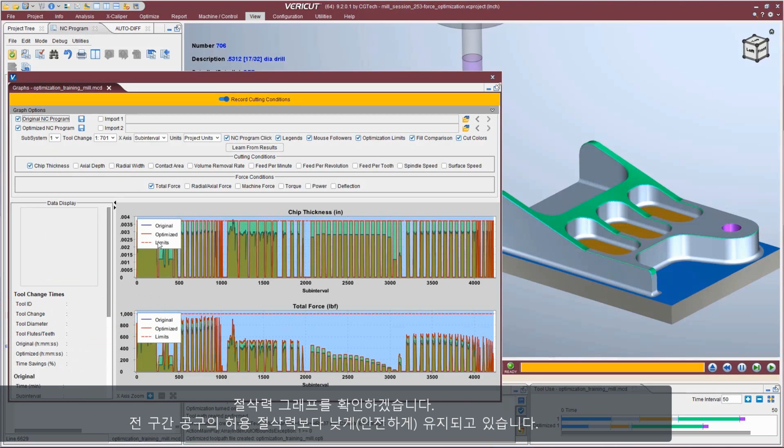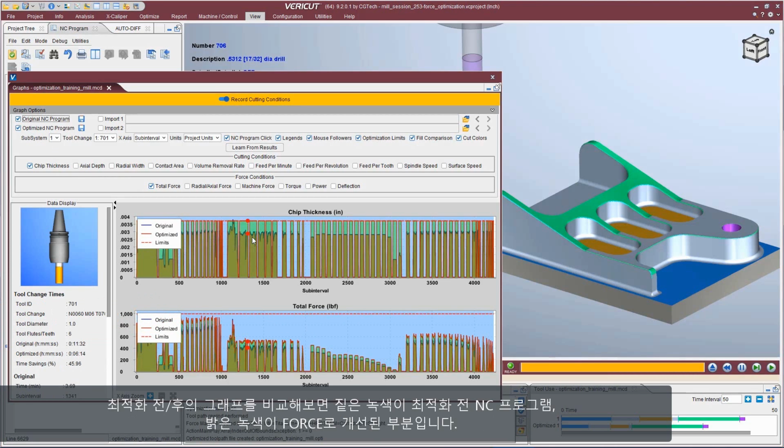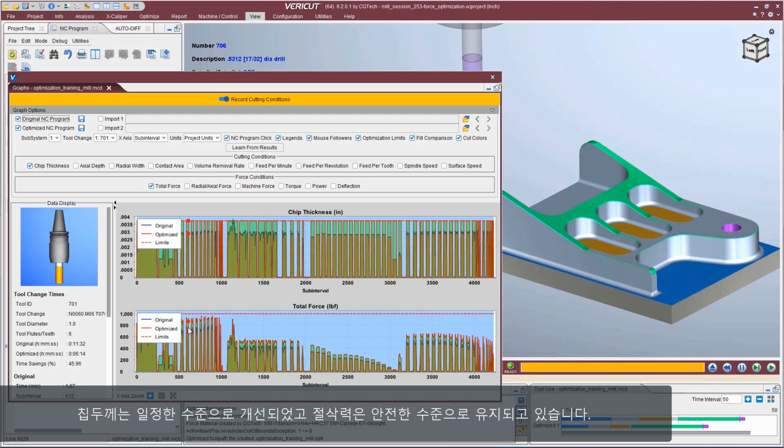Comparing the two, we're actually able to see with the dark green where the NC program was running, and the bright green shows you what was raised in order to get the chip thickness where it needed to be. And you can also see the difference in force that was applied by increasing those feed rates in that area, none of which threatens the horizontal line for total force.